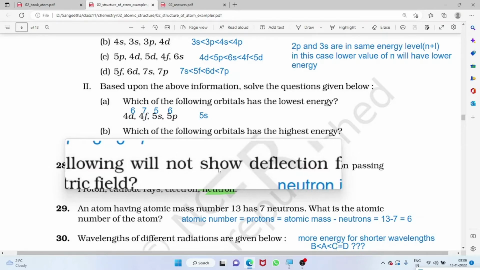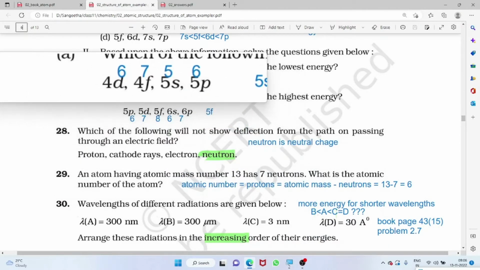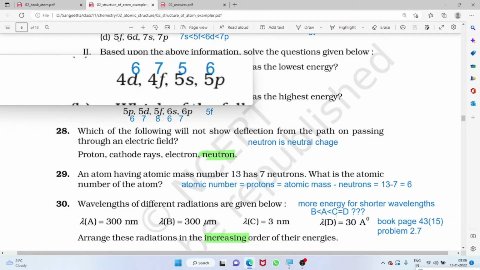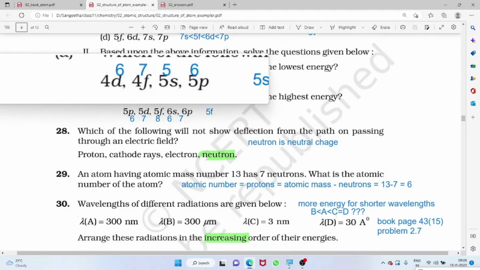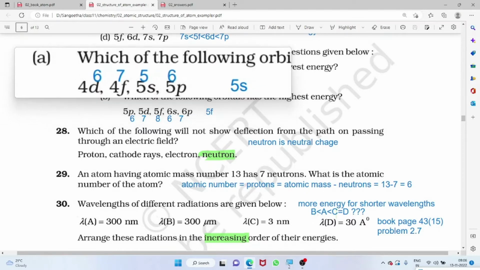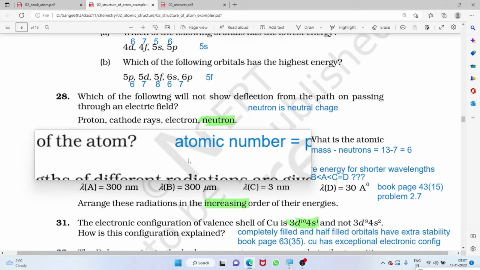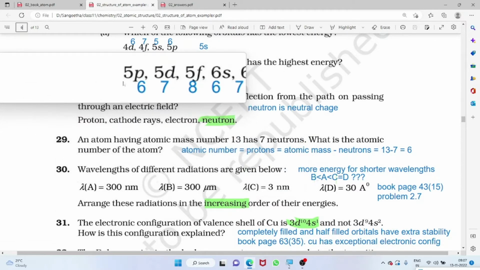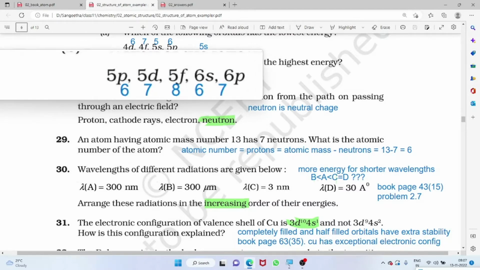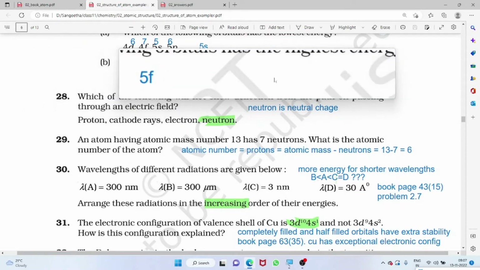Based upon the above information, solve the questions given below. Which of the following orbitals have the lowest energy, n plus l? So this is n equal to 4, l equal to 2, 4 plus 2 is 6, 4 plus 3 is 7, 5 plus 0 is 5, 5 plus 1 is 6. So here the lowest is 5s. Which of the following has the highest energy? Here 5 plus 1 is 6, 5 plus 3 for f is 8. So 5f has the highest energy.